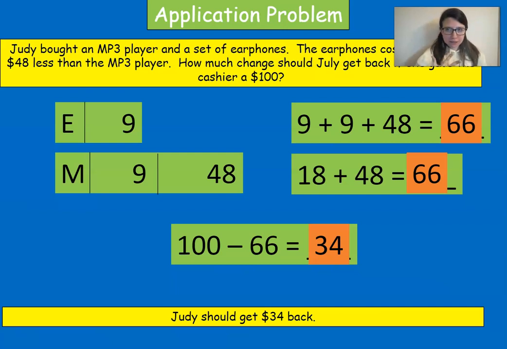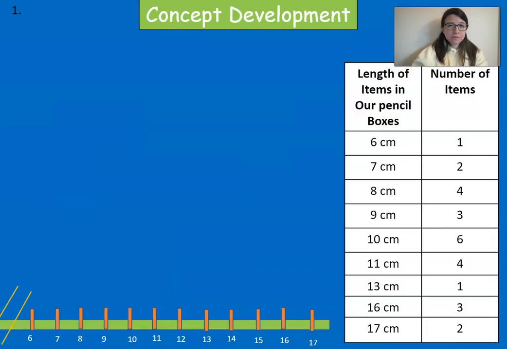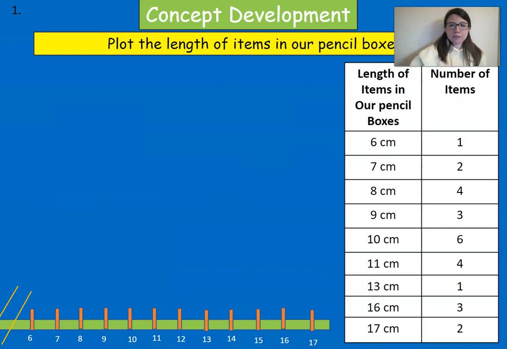There were a couple steps to this, so let's just review. So first we need to figure out how much the MP3 player cost. And that was going to be the $9 from the earphones plus the $43 that it was less. Then we needed to figure out the total for the earphones and the MP3 player, so we added those together and got $66. Judy gave the cashier $100, so she needed 66 less than that. 100 minus 66 gives us $34. Awesome. All right, let's get into our line plots.